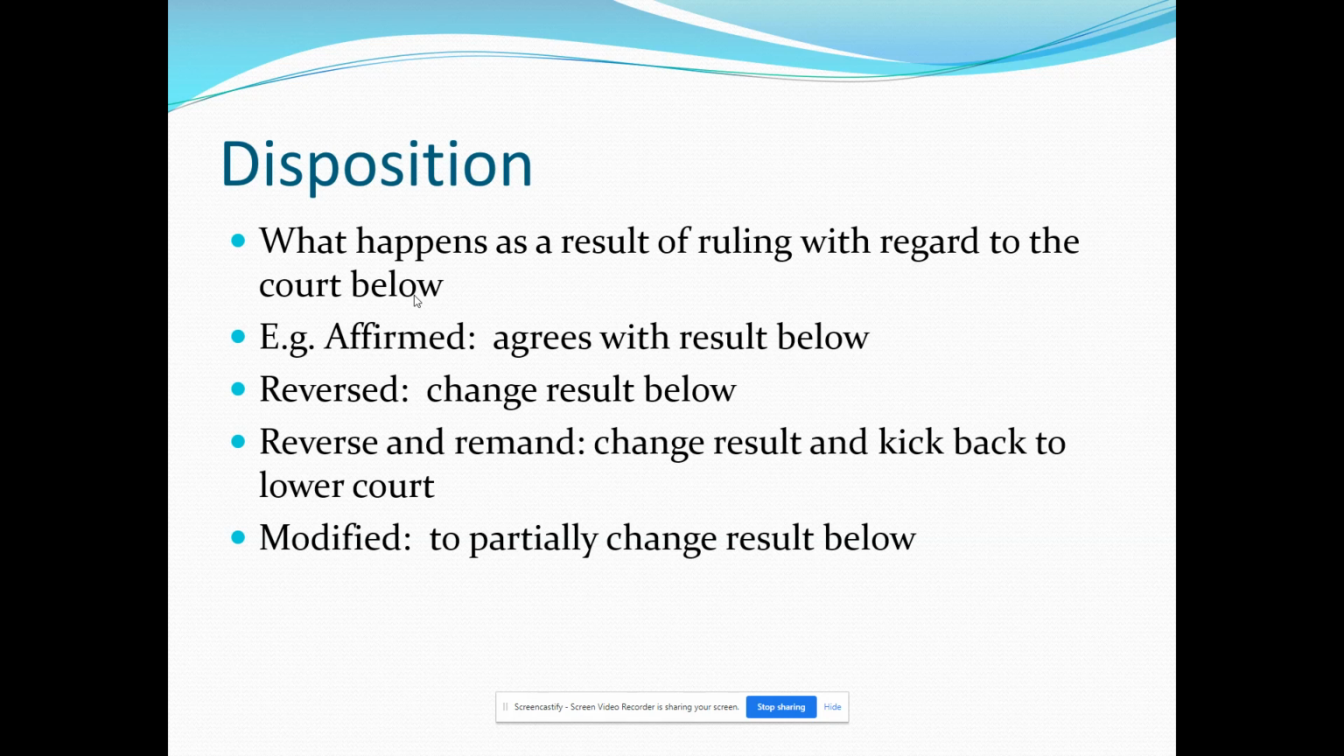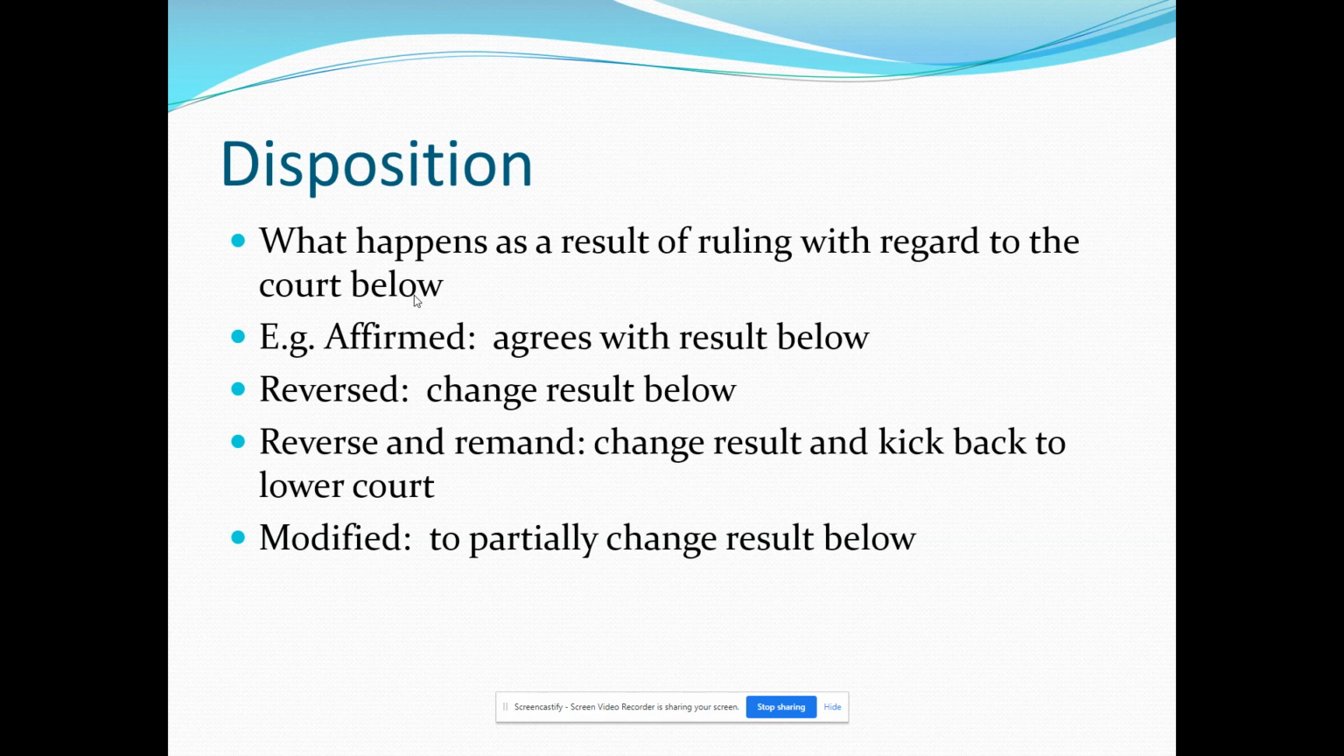Okay, so affirmed, it agreed with the result below. It's like, okay, yeah, we're just going to let what happened stand. All good reasons, perfect. Okay, reverse, we disagree with what happened below. We're changing that result. Okay, reverse and remand. So reverse is the disposition, but then they kick it back to the lower court to proceed based upon this legal ruling. So Peterson is an example of that.